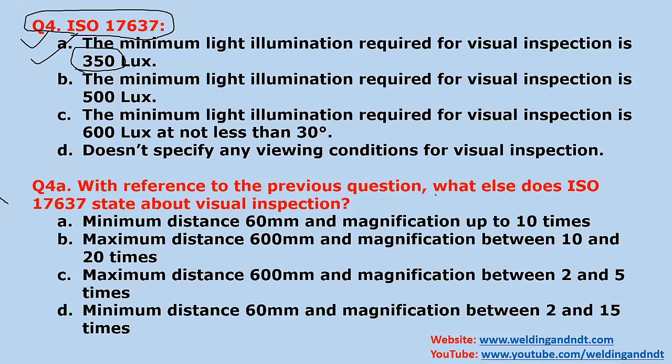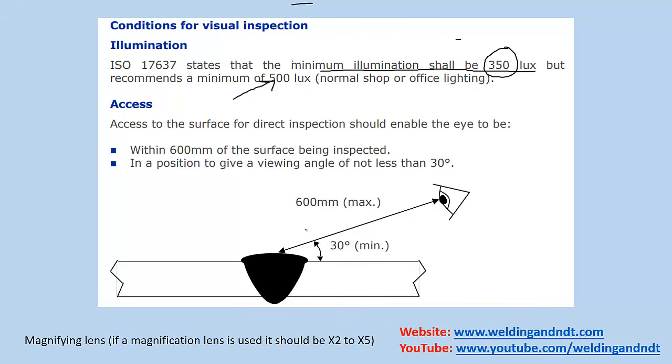Now with reference to the previous question, what else does ISO 17637 state about visual inspection? So the second criteria is that the maximum distance between your eye and the job which you are inspecting shall be 600 mm, and the viewing angle should be more than 30 degree. So 600 maximum distance, not more than that, and the viewing angle minimum 30 degree.